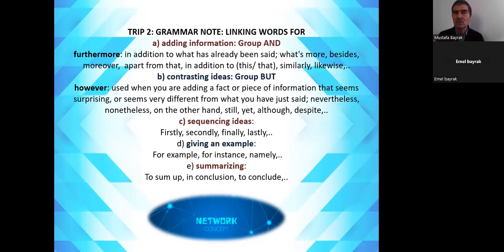And there is also the group of "but" conjunctions, and there are more than 20 conjunctions, such as however, nevertheless, nonetheless, still, yet. These are all, and we will see them comprehensively in the advanced level. And to connect sequencing ideas, we use sequencing words such as firstly, secondly, thirdly, fourthly, and finally, lastly, etc.